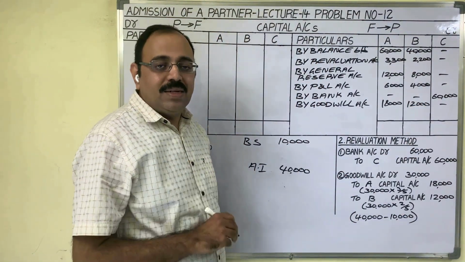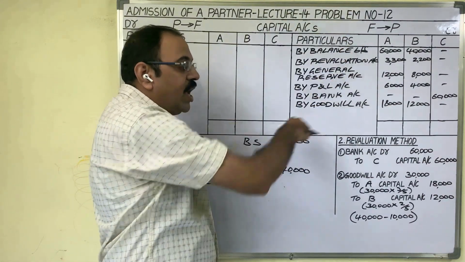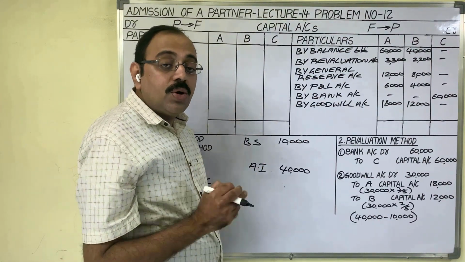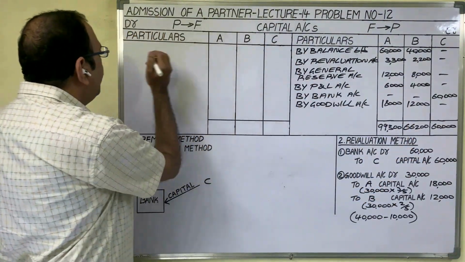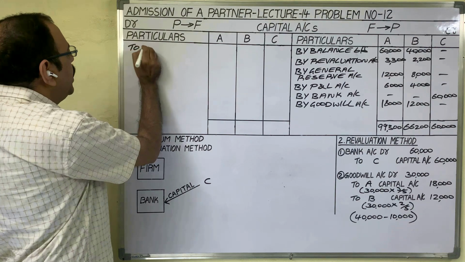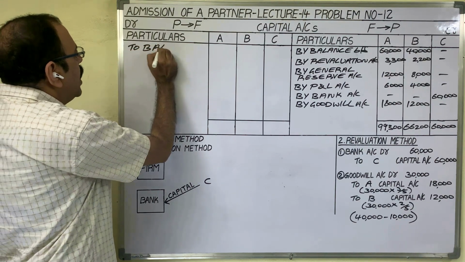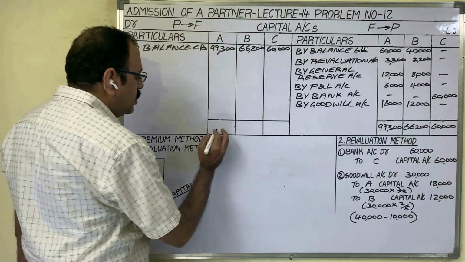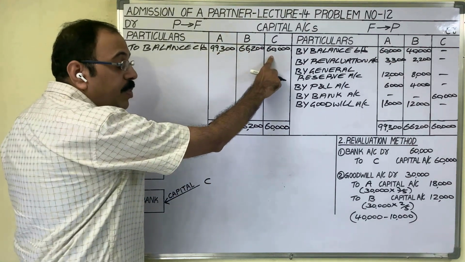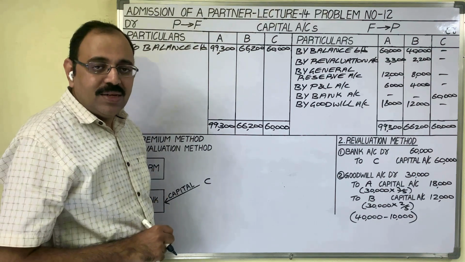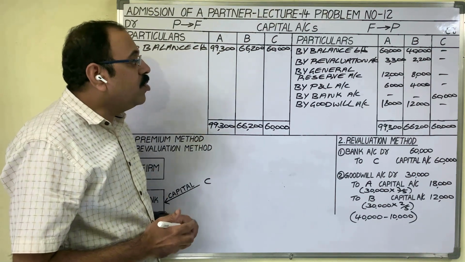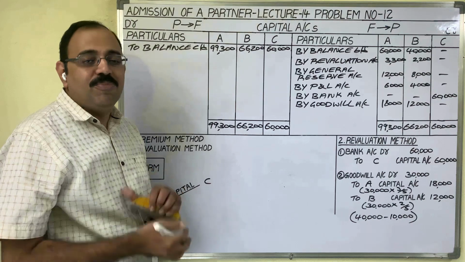Next step is balancing. Credit side only we have the amounts now. Find out the totals of credit columns. Same amounts appear as balance carried down on debit side. To balance carried down. Put the totals. Now these three amounts appear as capital amounts in new balance sheet under liabilities side. With this, capital accounts of all the three partners are completed.